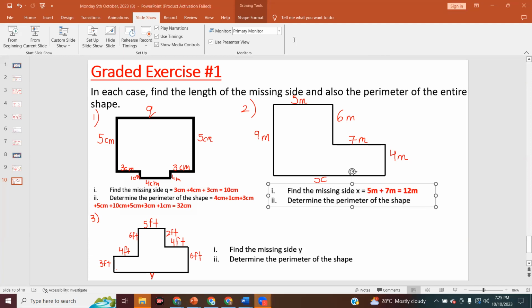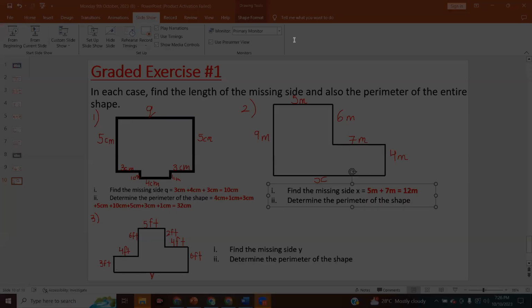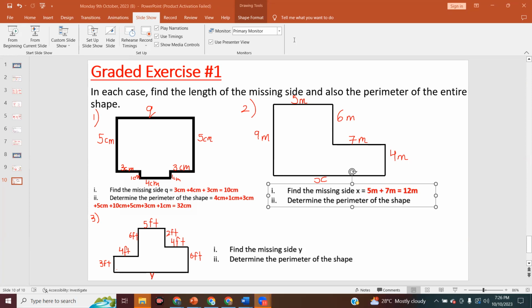What you get for the perimeter? Okay, what you got for the perimeter? Again, put your answer for the perimeter inside the chat. Remember, do not forget to add that missing side that you found.